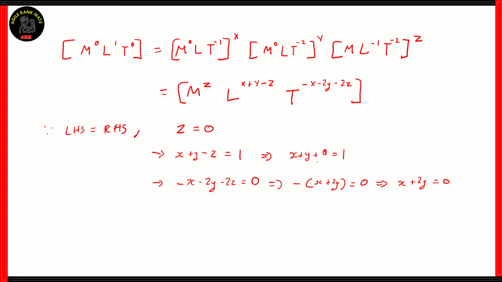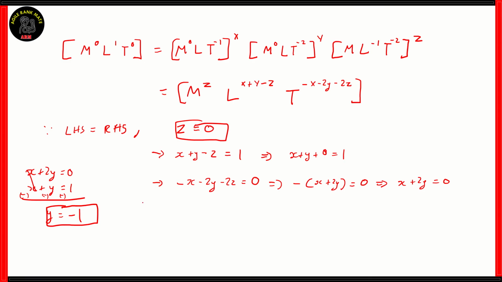So now we know that x plus y equals 1 and x plus 2y equals 0. Let's subtract them here. X plus 2y equals 0, x plus y equals 1. We're going to subtract x plus y equals 1 from x plus 2y equals 0, so x and x get cancelled. 2y minus y is y, and 0 minus 1 is minus 1. So now we know z equals 0, y equals minus 1.